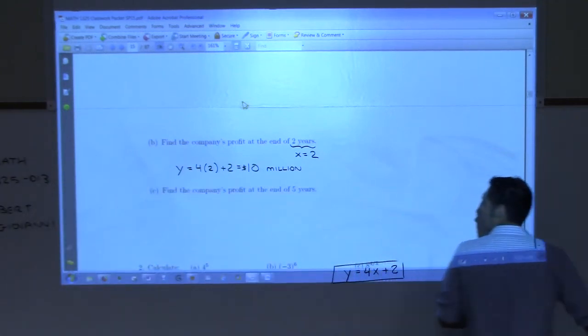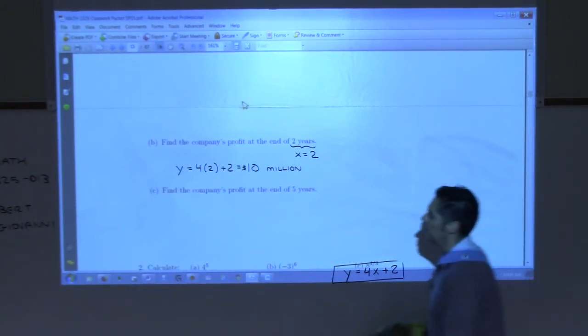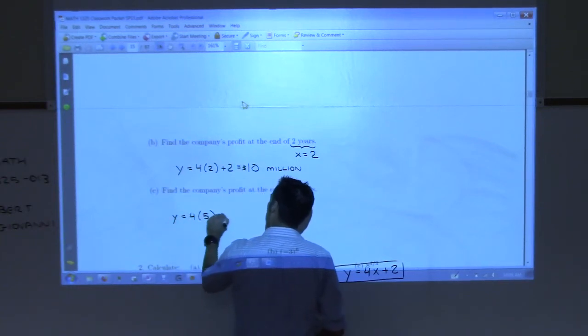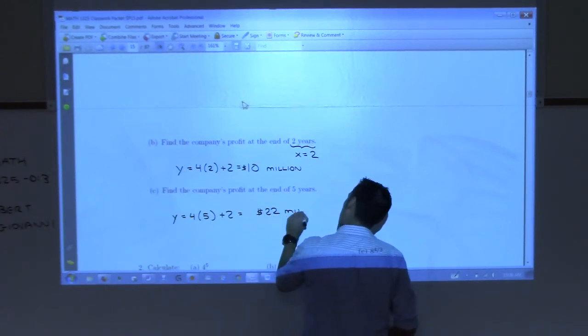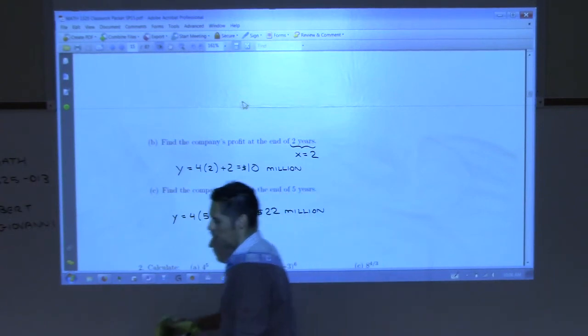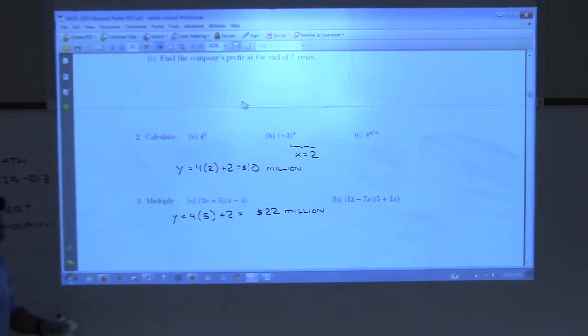Okay, what about part C? Find the company's profit at the end of 5 years. So 5 years, x is 5. Okay, so same problem, same thing in here. y equals 4 times 5 plus 2, so 22 million. All right, that's it. Moving on to new things.